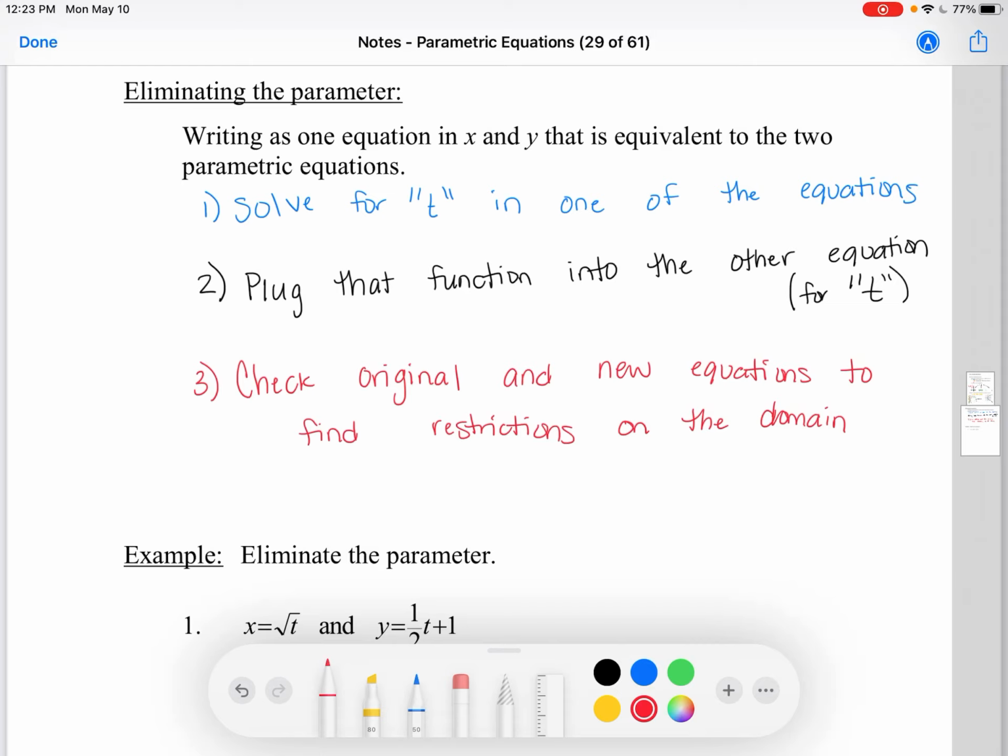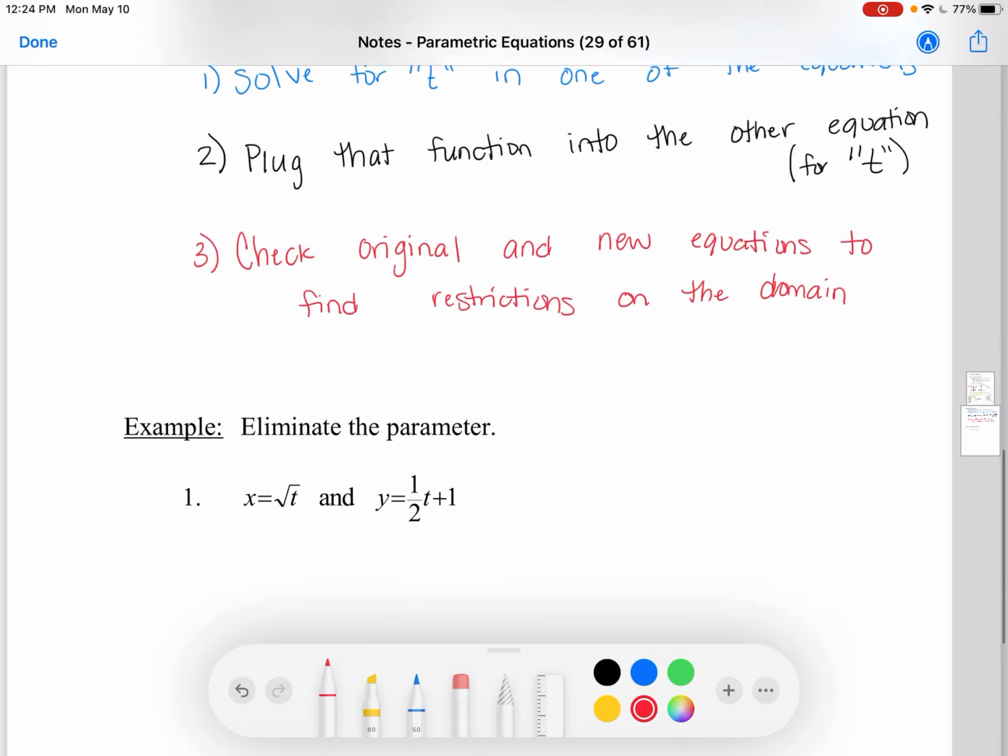Domain talking about your x. All right. Just want to check something really quick on my end.